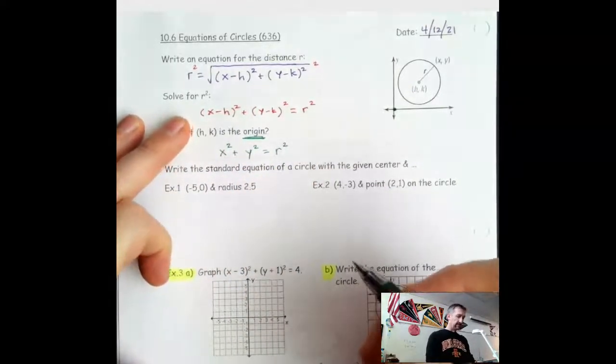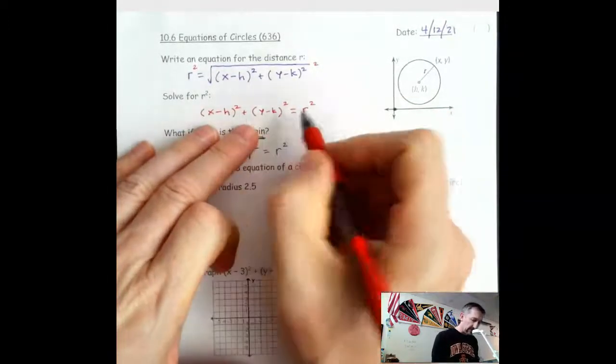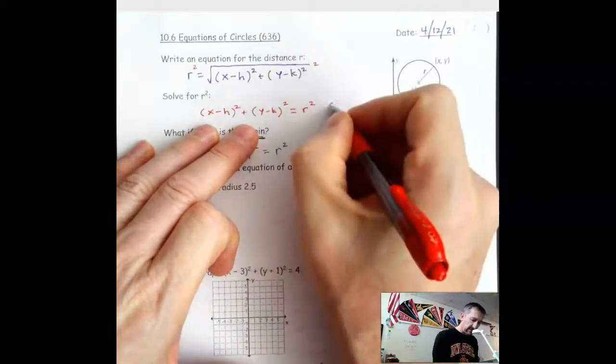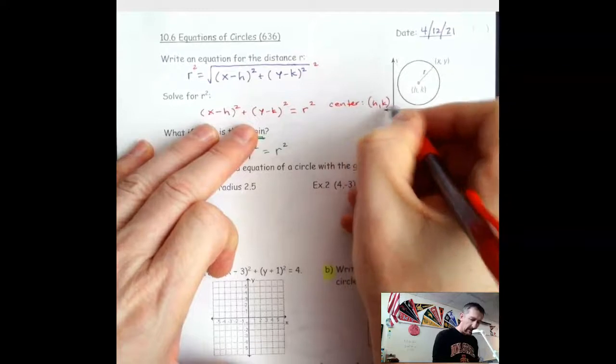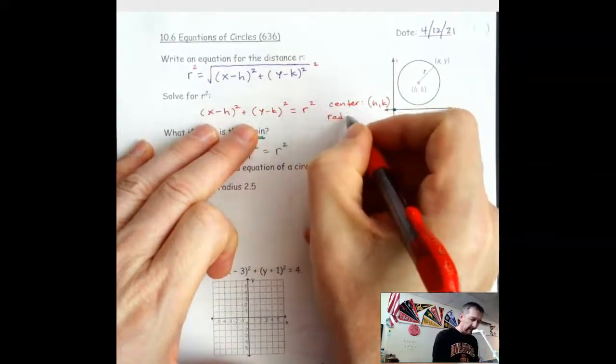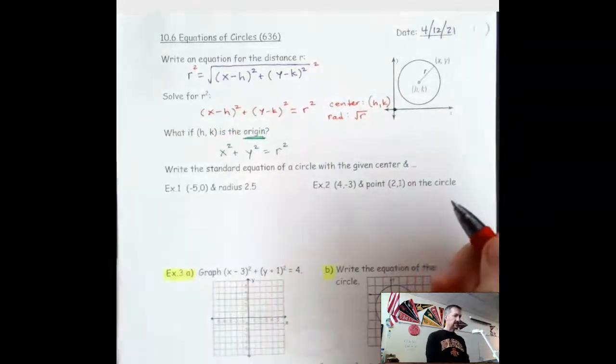Okay. Now if we come back up here and talk about this, this is the equation of a circle. If we look at what we have there, the center is hk, and the radius is the square root of r squared. So those are some things that we want to remember.